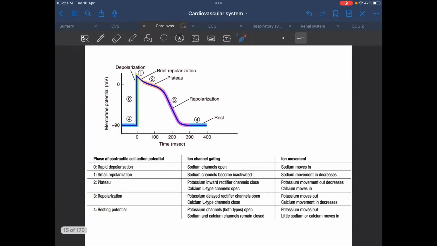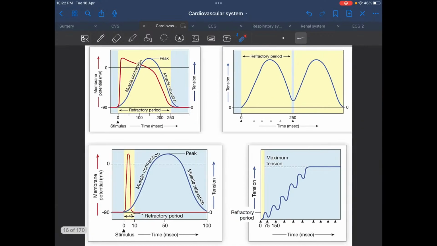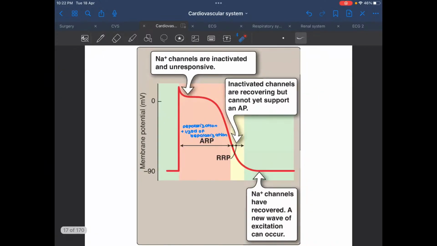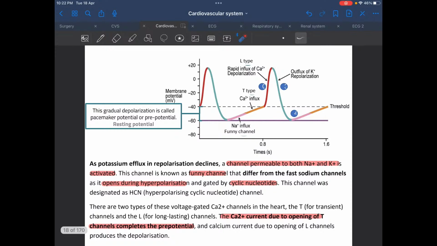Okay? Alright. So this again we have seen, rapid repolarization is due to sodium channels opening, small repolarization is due to sodium channels becoming inactivated as well as some amount of potassium channel opening as well. Plateau we are seeing due to potassium channel opening as well as your calcium L-type channels opening. Then repolarization we've already seen, and we have seen the resting potential as well. Alright. So now we have discussed all of this. We discussed the ARP as well. What was this absolute refractory period? That was the depolarization phase plus, this is important, the initial 1/3 of your repolarization. Okay? So it's a very long absolute refractory period in case of your cardiac muscle.